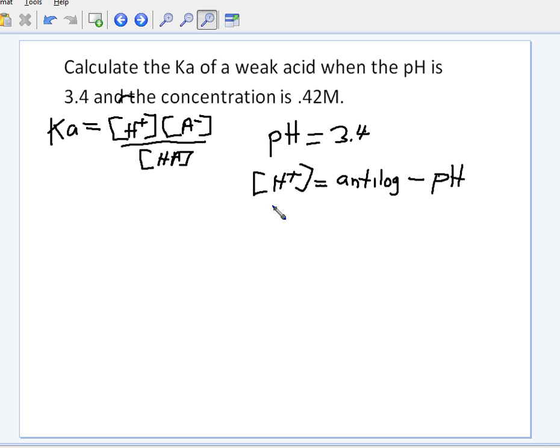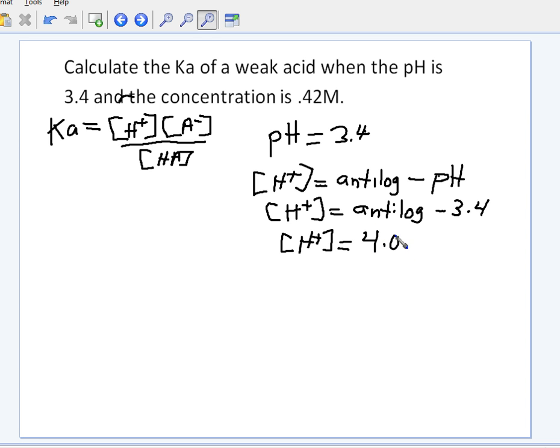So what you can do is you can calculate H plus by taking the antilog of a negative 3.4, and that will equal roughly 4.0 times 10 to the minus 4.